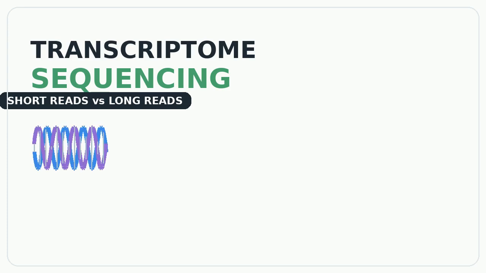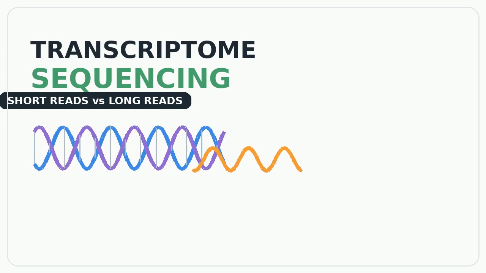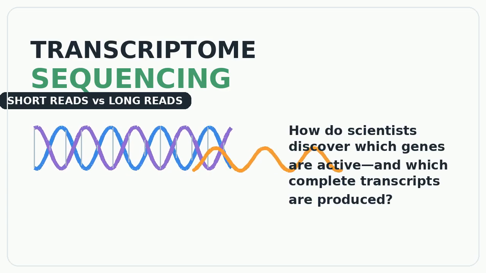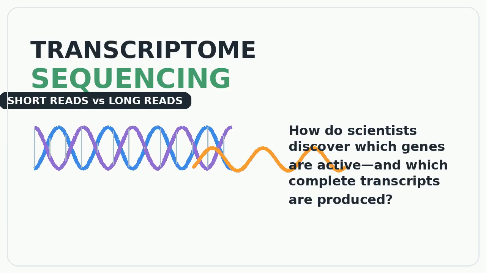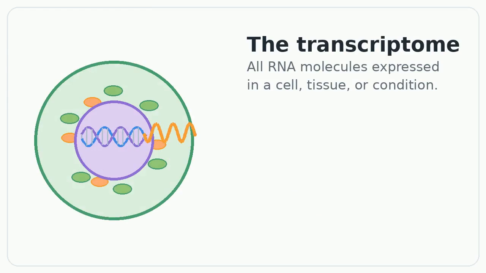Every cell contains thousands of genes, but at any particular moment, only some of those genes are active. So how can scientists discover which genes are being used and which RNA transcripts are being produced? The answer is transcriptome sequencing. The genome contains the complete genetic information of an organism.